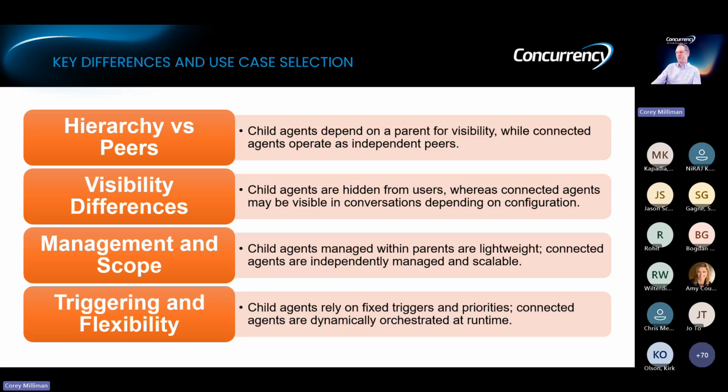Child agents depend on the parent for visibility, while connected agents operate as peers. Child agents are hidden from users. Connected agents may be visible in conversations depending on what we set up. Child agents are very lightweight. They're managed within the parent, whereas connected agents are actually individual agents that we can manage independently. And finally, that child agent uses triggers and priorities, while connected agents are orchestrated dynamically based off the orchestration engine. So it really depends on your needs, how much customization you need, and how much control you need. So if you need cross-solution collaboration, that's really where connected agents come into play.